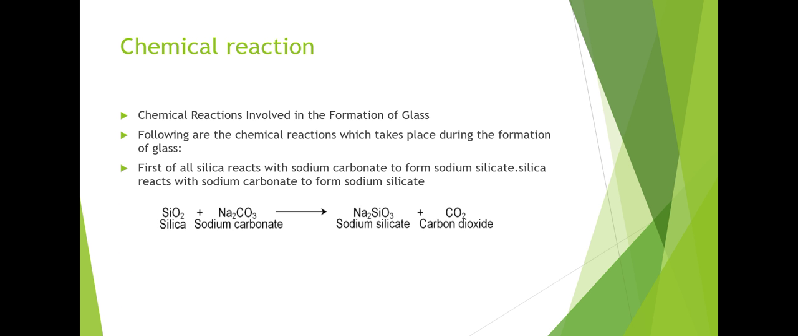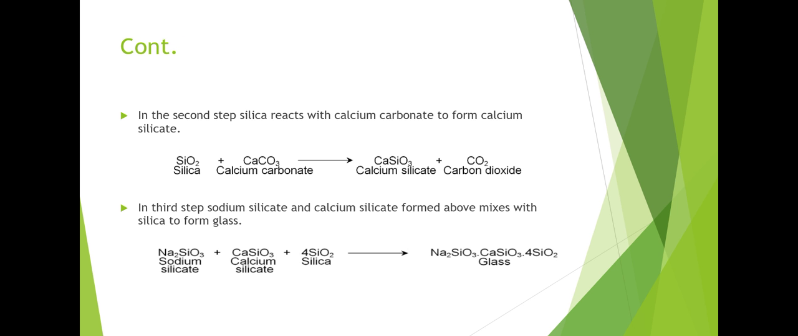Now we discuss the chemical reactions involved in the formation of glass. The following are the chemical reactions which take place during formation of the glass. First of all, silica reacts with sodium carbonate to form sodium silicate.